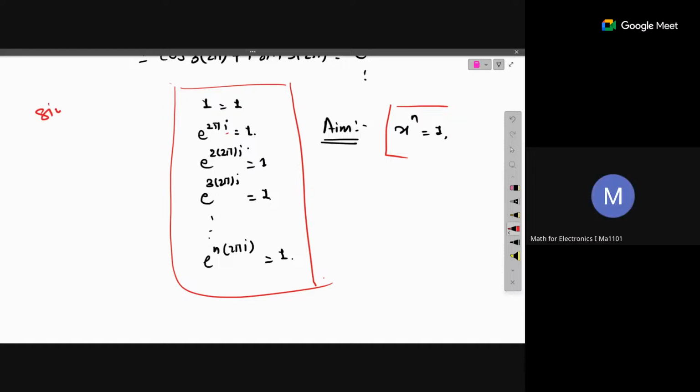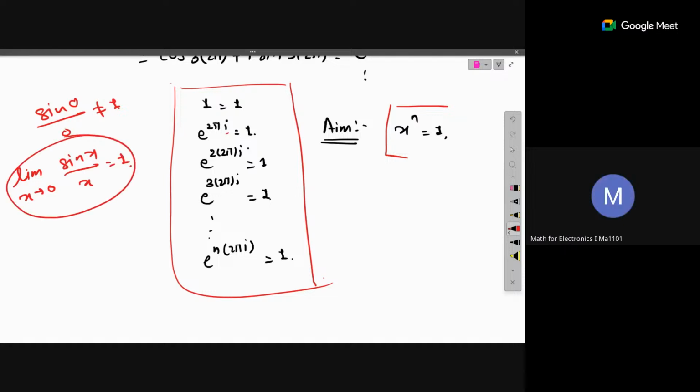Whereas sine 0 by 0 is not 1. If you compute the limit, then that limit is equal to 1: the limit as x goes to 0 of sine x by x. The actual question, sine 0 by 0, is actually undefined.